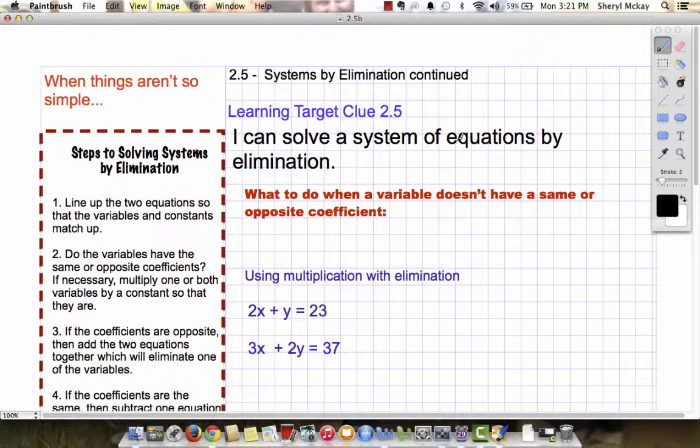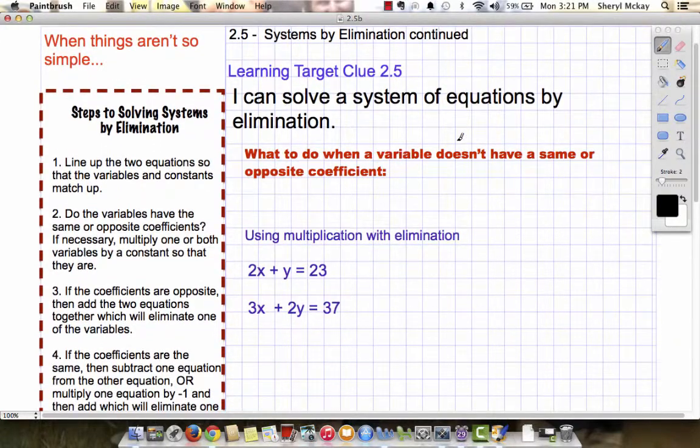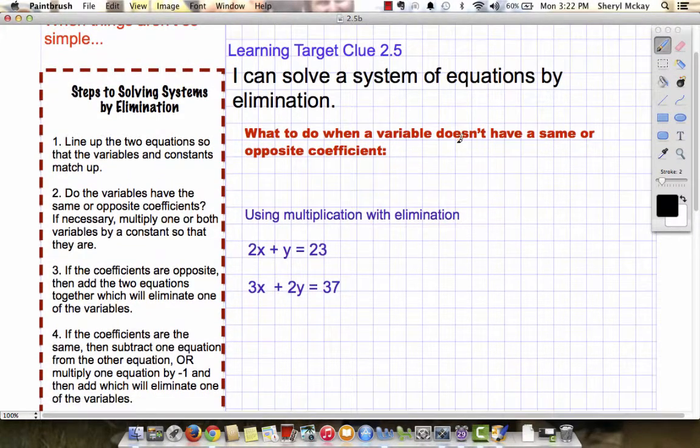So the first thing we need to figure out is what do we do when a variable doesn't have the same or opposite coefficient. So that's one of the first things that we do, right? When we're solving systems by elimination, we line up the two equations so that the variables and constants match up. And then we ask the question, do the variables have the same or opposite coefficients? And if they do, then we can immediately move on and add the two or subtract them, eliminate one of the variables, and move on and solve.